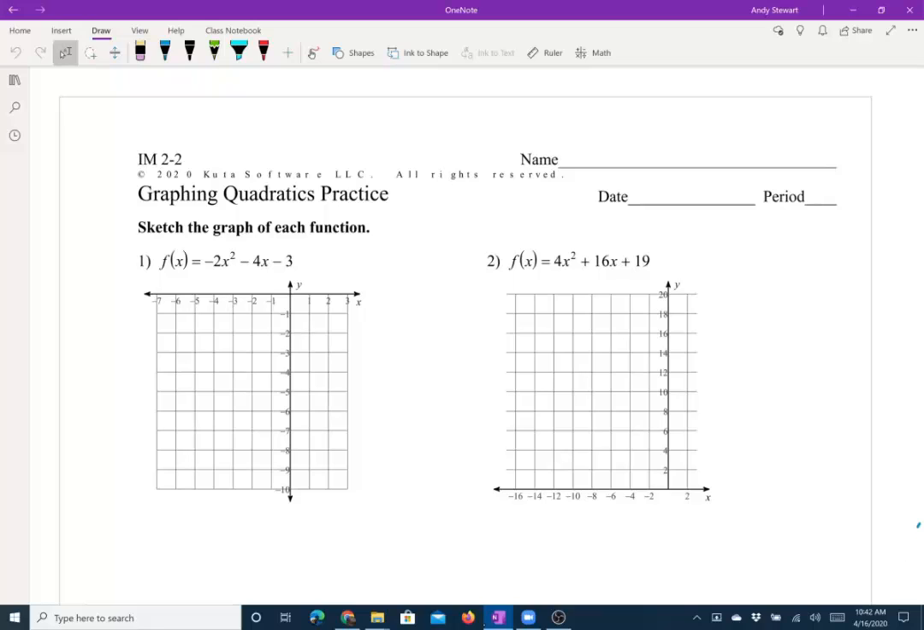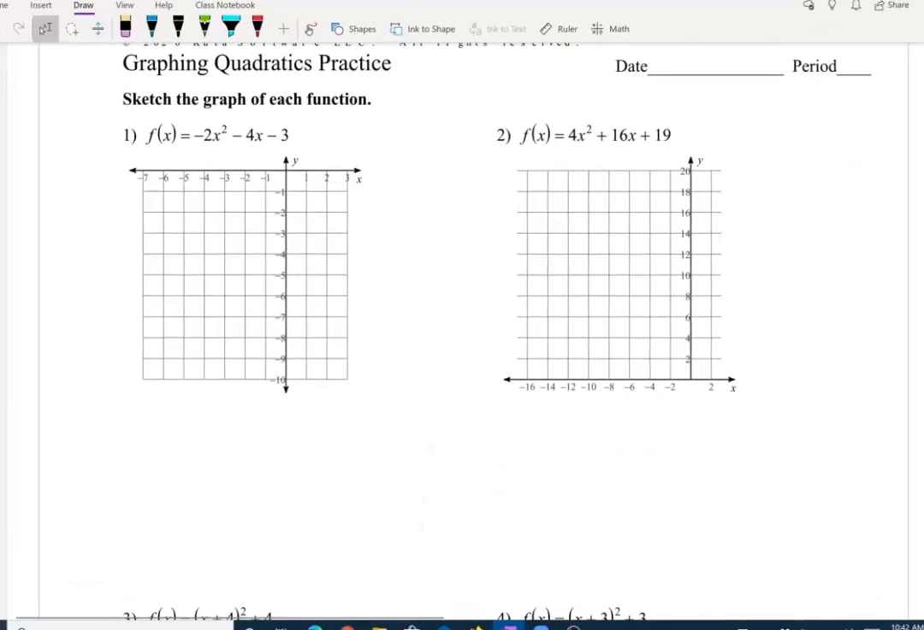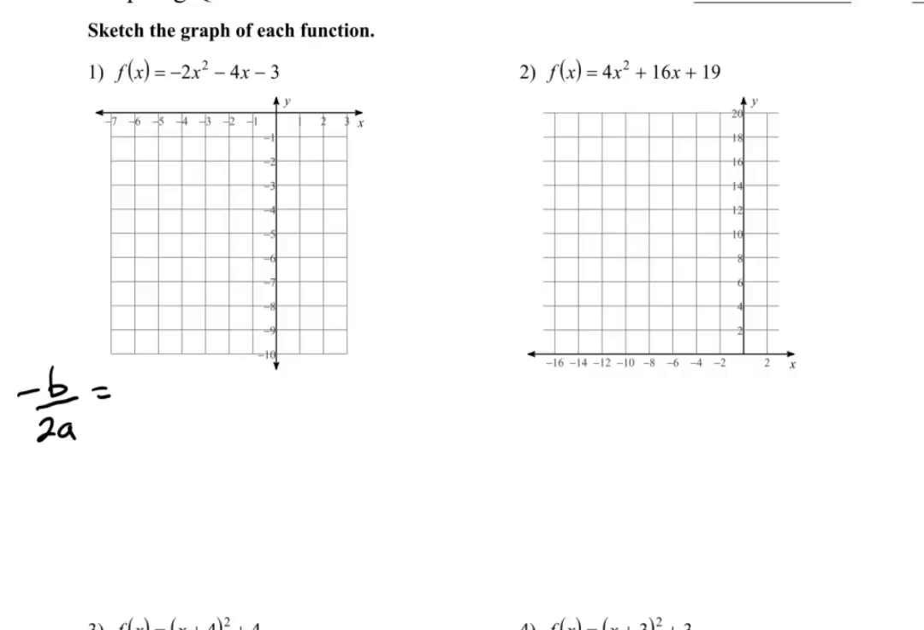This is some practice on how to graph quadratics. The first one is in standard form. To find the vertex, I'm going to need to use a formula, negative b over 2a. The a and the b, of course, are defined by the number's positions in the equation. The a is negative 2, and the b is negative 4.